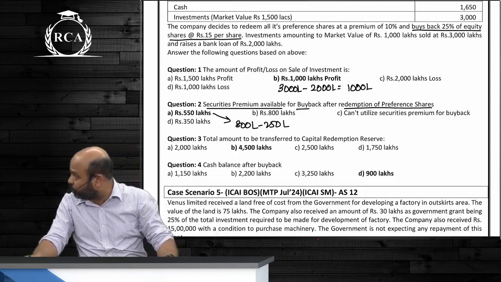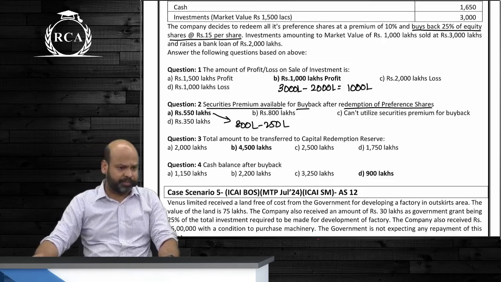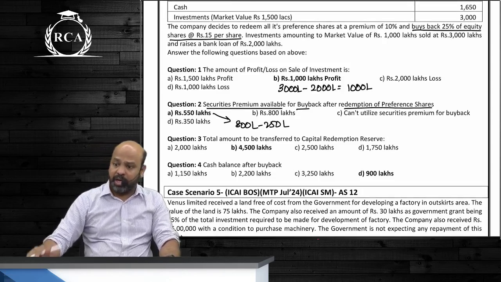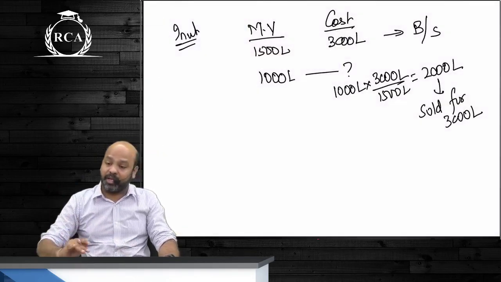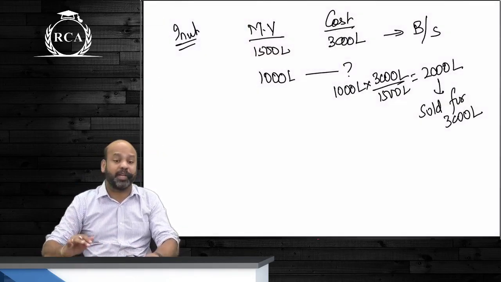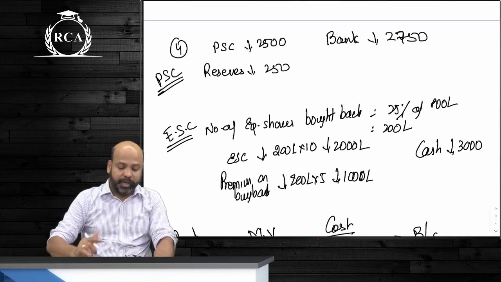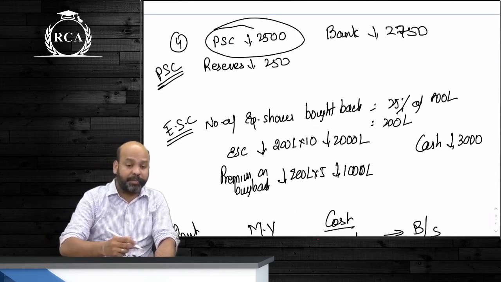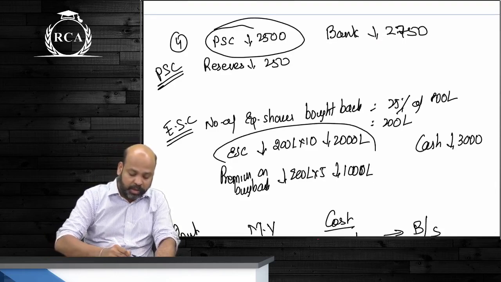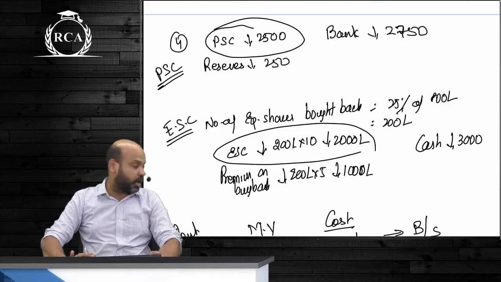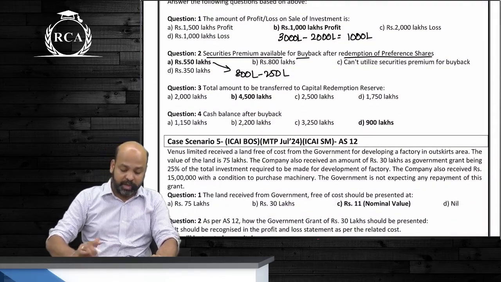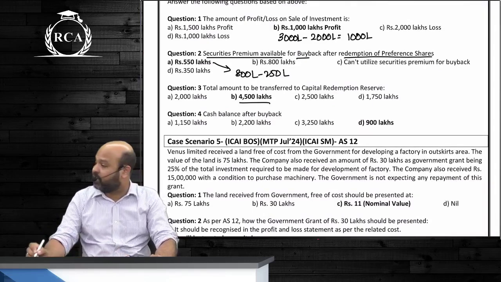Now, guys, what is the total amount to be transferred to CRR? The amount that should be transferred to CRR as per section 69(9)... the net reduction in your paid up share capital. Are we not reducing it by 2500 lakhs for preference share capital? We are reducing it by another 2000 lakhs for equity share capital. My net reduction in paid up share capital is 4500 lakhs. That is the amount that we will transfer to CRR.